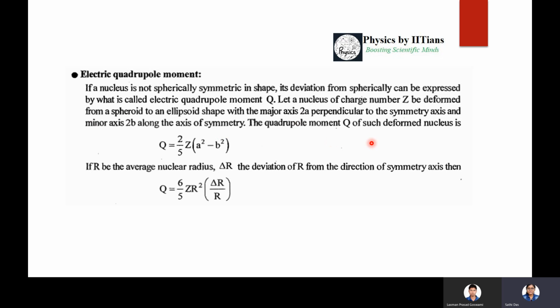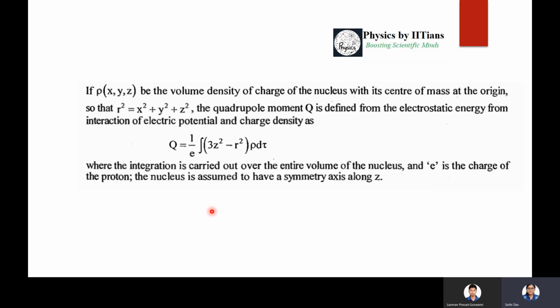Then the quadrupole moment capital Q for such a deformed nucleus is 2 by 5 Z into (a square minus b square). And if R is the average nuclear radius and delta R is the deviation of capital R from the direction of the symmetry axis, then capital Q can be written in terms of R and delta R as 6 by 5 Z R square into delta R by R.